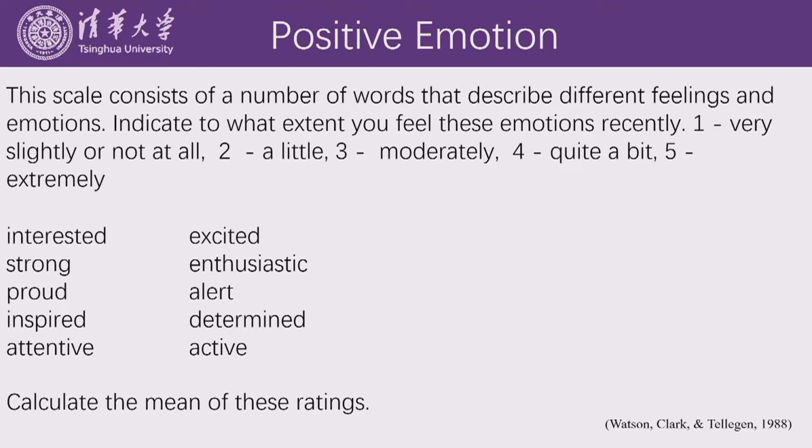Please take a piece of paper and a pen, and here are 10 types of positive emotions. Please evaluate how much you feel these 10 positive emotions recently. For example, interested. You feel quite interested recently. Very interested, 5. Not at all, 1. If it's moderately, 3. All right, you get the idea. So now please evaluate how much positive emotions you have. For students online, please do that too.